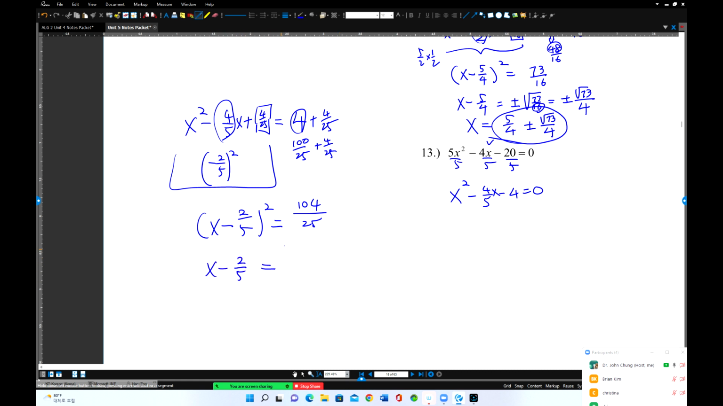X minus 2 over 5 equals plus or minus, always. You need a plus or minus square root of 104 over square root of 25, which is 5. You can leave it separate. Okay? So plus 2 over 5 on both sides. X equals how much? 2 over 5 plus or minus square root of 104 over 5. That's the answer. 104 is what? 4 times 26. This is still just simplified, 2 root 26, okay? This exactly equals 2 root 26. That's the answer, okay?